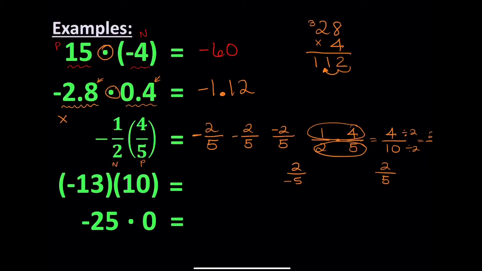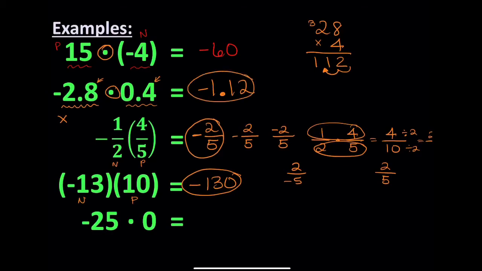Well, this problem right here has two numbers that are grouped in parentheses, and that is just another way of writing multiplication. So this is a negative, of course, times a positive. So a negative times a positive is negative, and 13 times 10 is 130. So that's what we got. I should circle my answers, by the way.